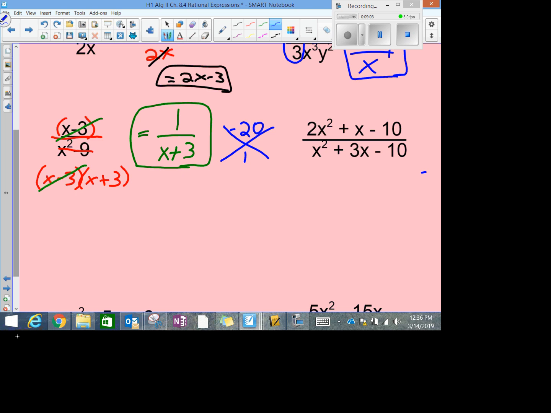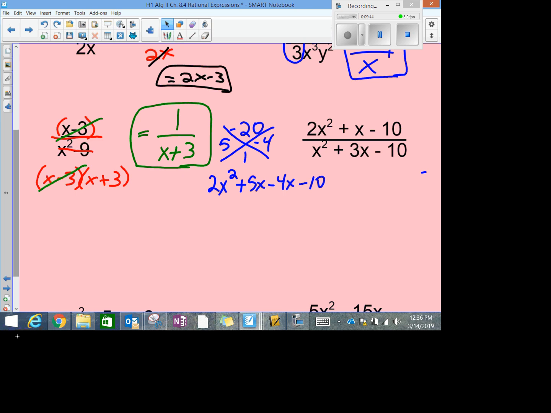What do we got? Negative 4 and 5. I'm going to do 5 and negative 4. And then what do we do? Use your x. So we rewrite it, right? So I'm going to do 2x squared plus 5x minus 4x minus 10.